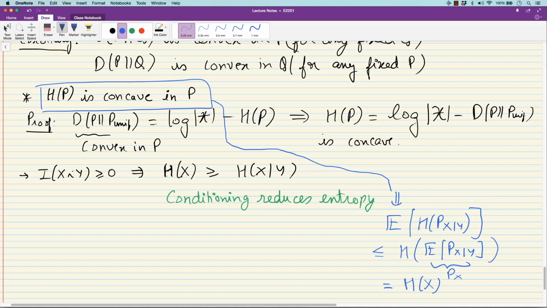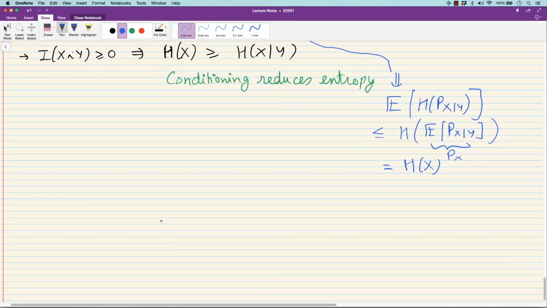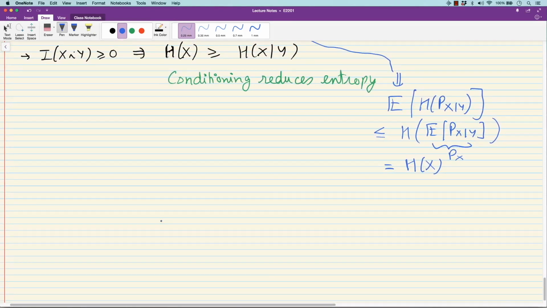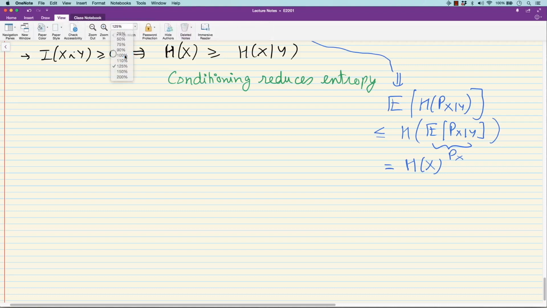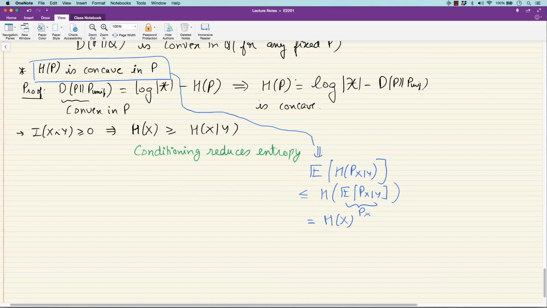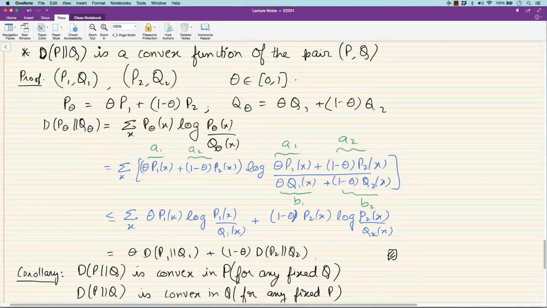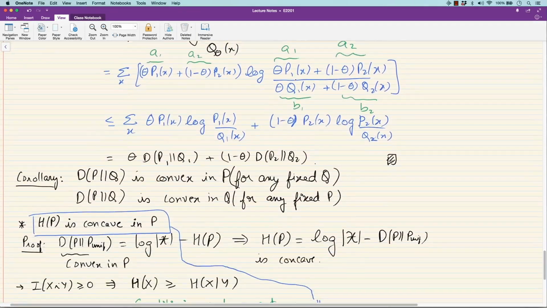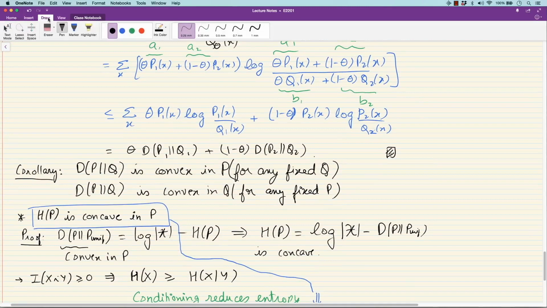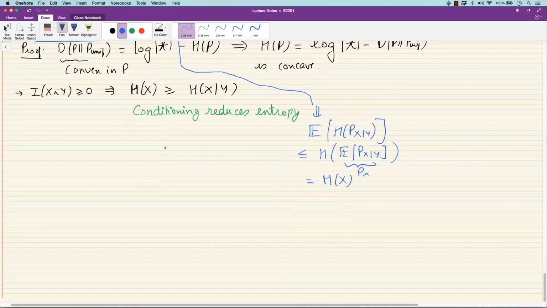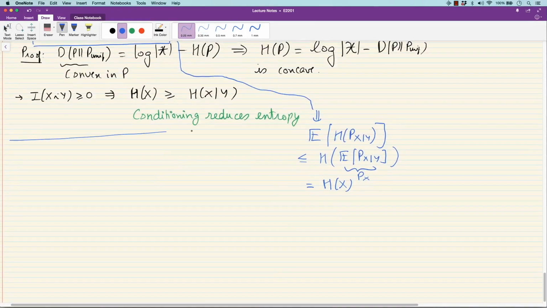Now, finally, how about mutual information? Is it convex or concave? This is interesting, the last property that we want to see. So entropy is concave, divergence is convex in the pair, and in fact divergence is convex in any one argument. How about mutual information? That's the last thing we want to figure out.